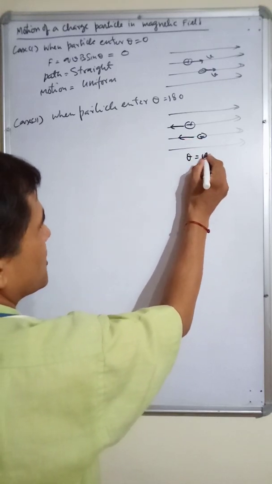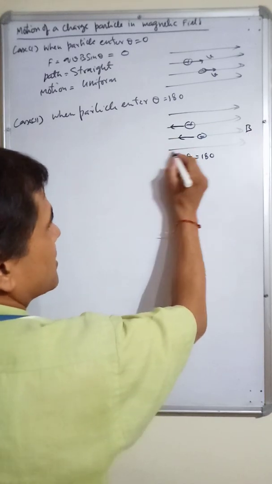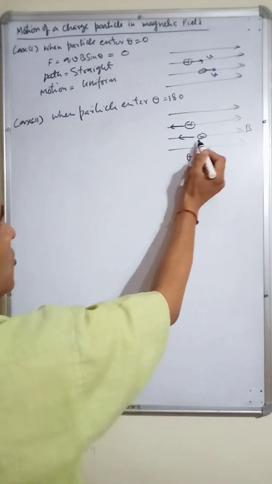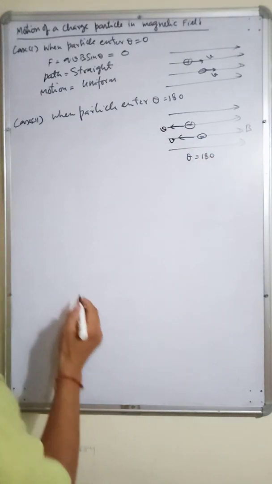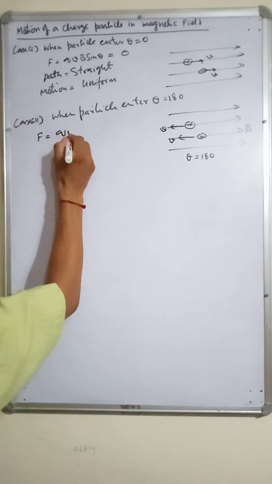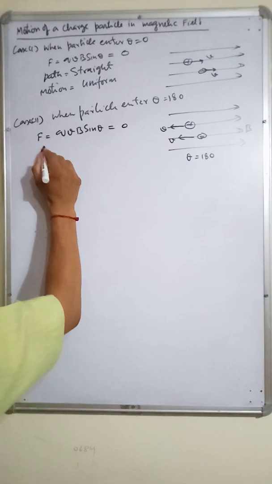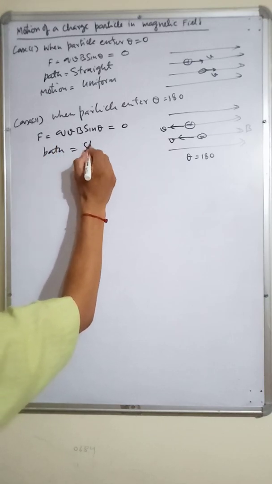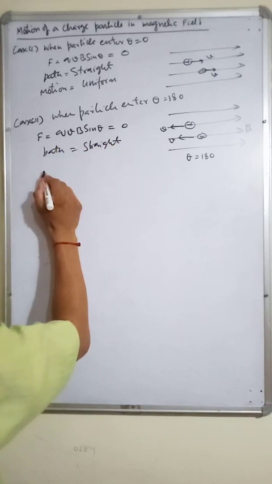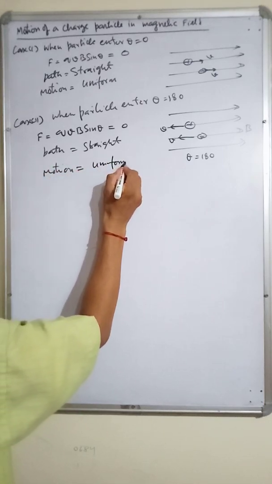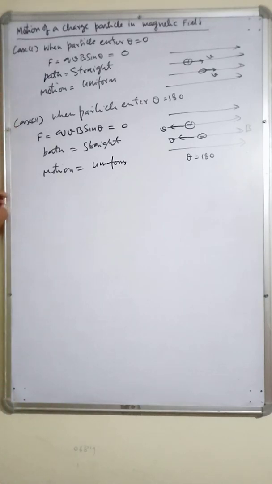So theta is equal to 180. Why is it 180? These are the magnetic field lines, they represent the magnetic field. The magnetic field is in this direction, and the charge is moving in the opposite direction. So theta is 180 degrees, and force will be qvB sin 180, which is 0. So again the path will be straight, and because the force is 0, the motion will be uniform. So when the charged particle enters a magnetic field at 0 degrees or 180 degrees, its path will be straight and its motion will be uniform.